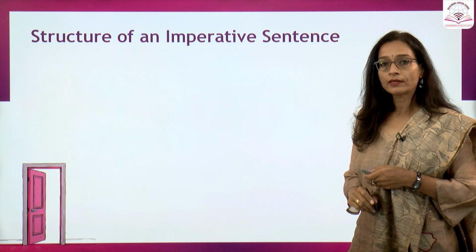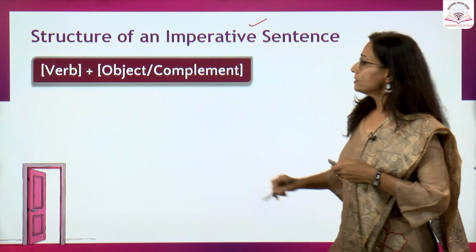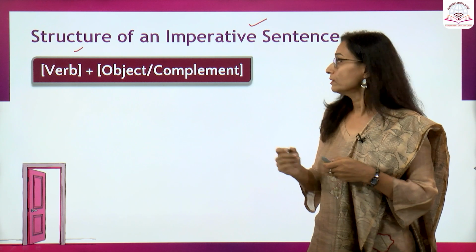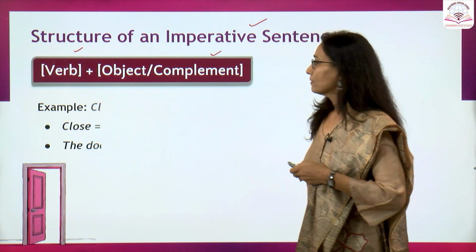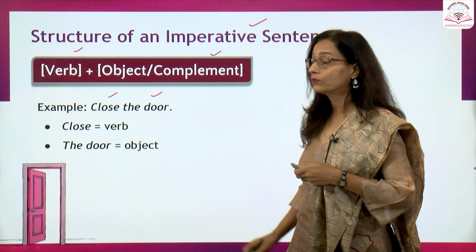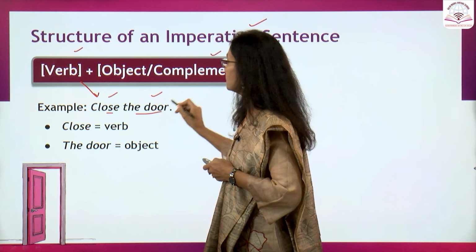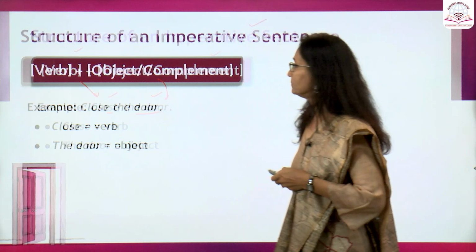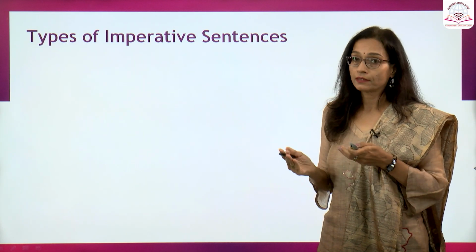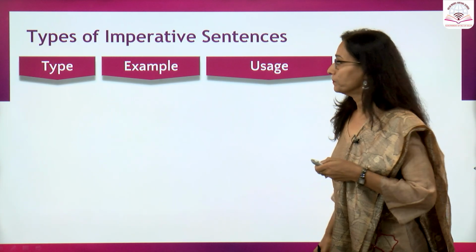Let us take a look at the structure of an imperative sentence. It starts with a verb and then comes the object or the complement. For example, close the door. Now, close here is the verb and the door is the object. Now, various types of imperative sentences are there. Let us take a look at them one by one.